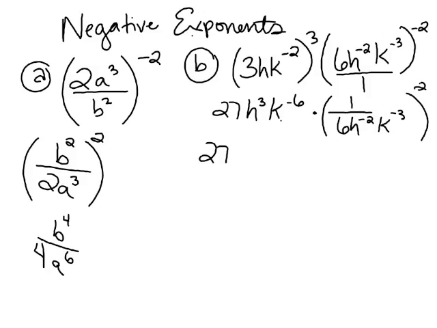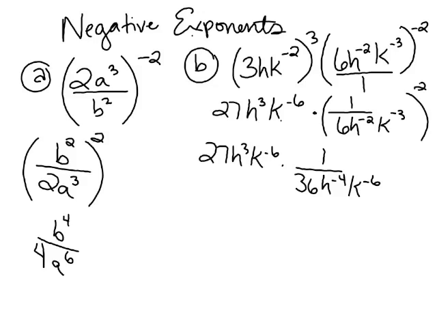Okay, so then I'll have 27 h cubed, k to the negative 6, times, then let's go over here. 1 squared is still 1. 6 squared, 36. H to the negative 2 squared, h to the negative 4. And then k to the negative 3 squared, negative 6. k to the negative 6. We're looking okay so far?